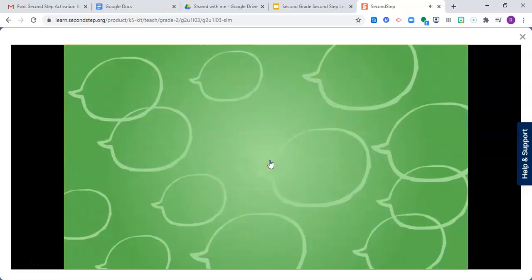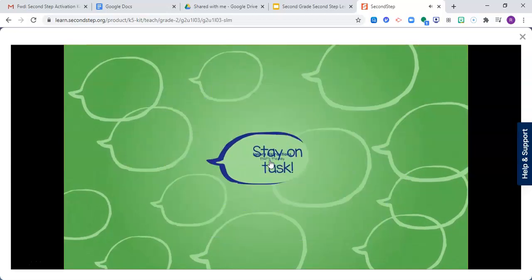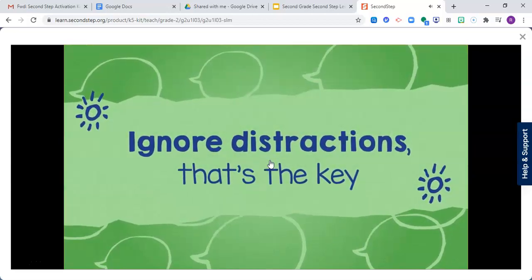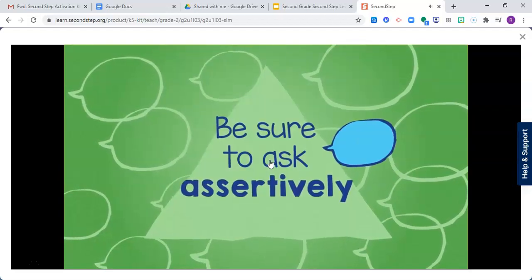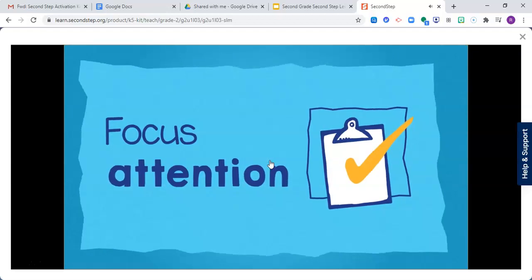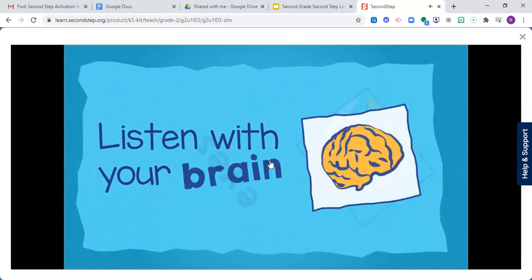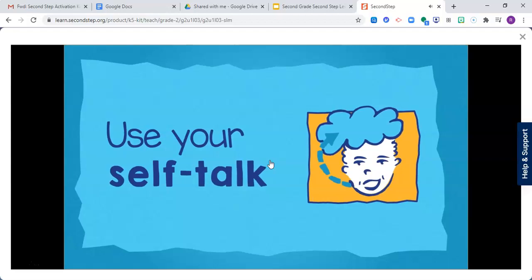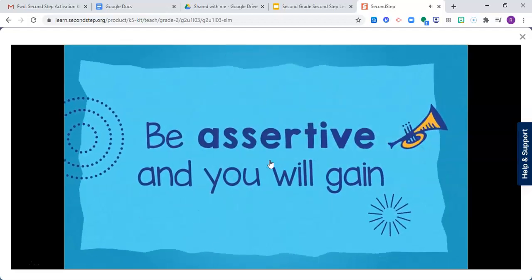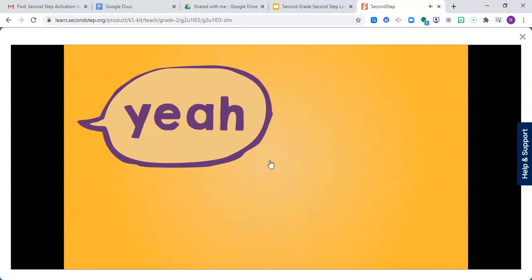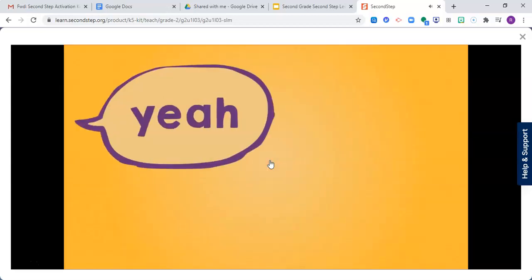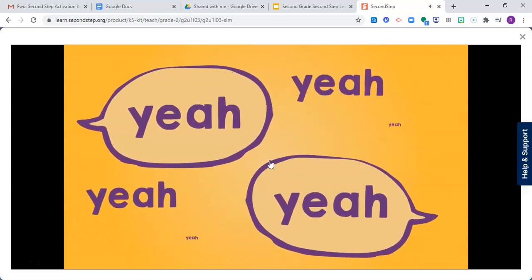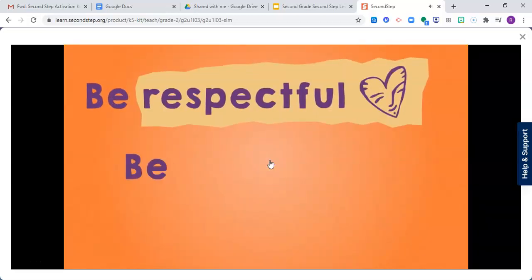I think you got it. Keep saying stay on task. Ignore distractions, that's the key. And when you need some help, be sure to ask assertively. Focus attention. Listen with your ears, eyes, and brain. Use your self-talk. Be assertive and you will gain. Be respectful. Be skillful. Be a learner.